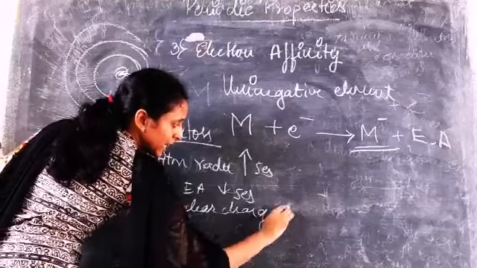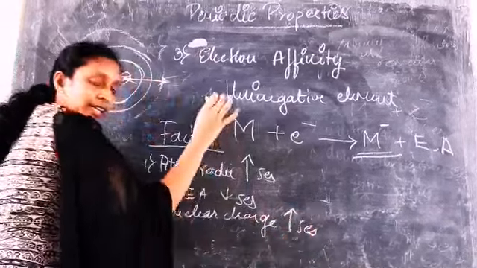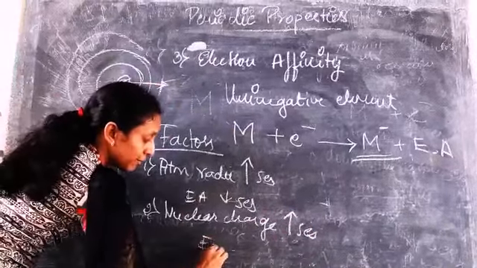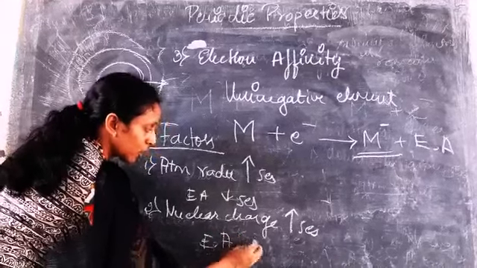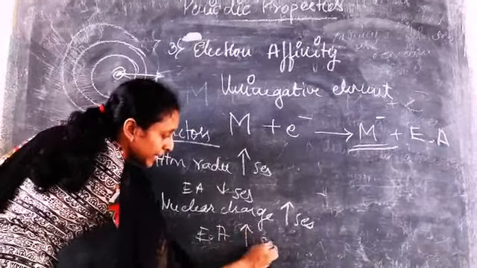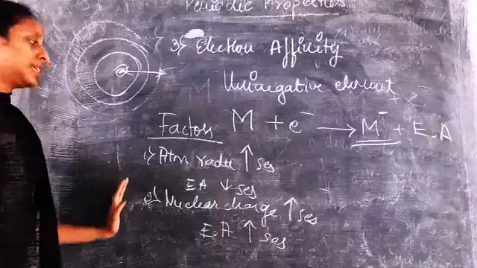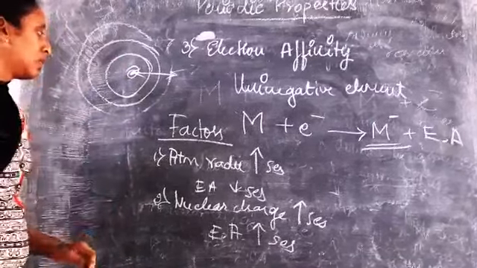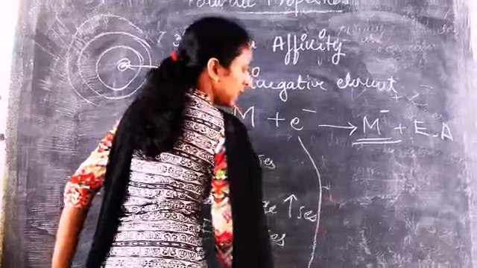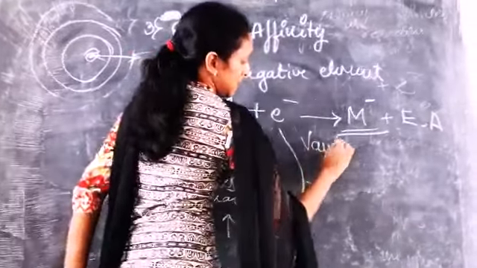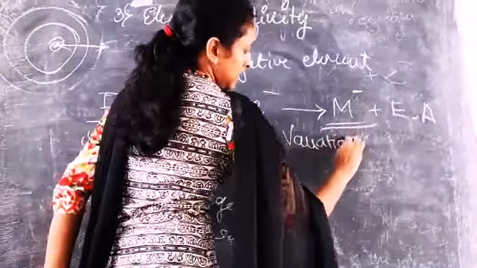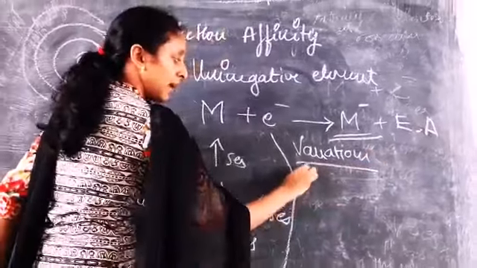The second factor is the nuclear charge. As the nuclear charge increases, the attraction increases, so it is very difficult to take up an electron. So the electron affinity increases. So these are the two factors. Next are the variations, same as before.